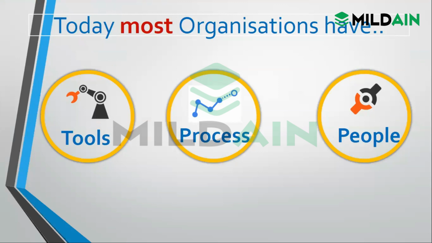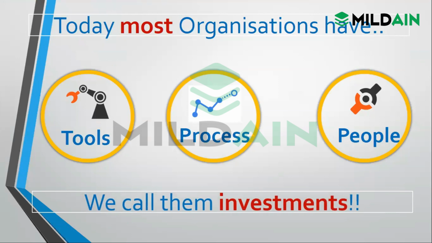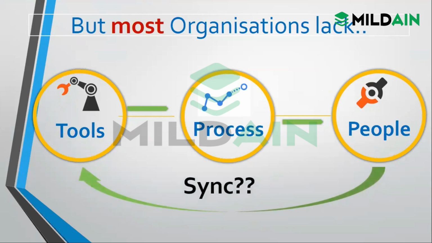Today, if we see, most organizations have tools, processes, and people. So what is lacking? These tools, processes, and people are called investments, but the organization lacks synchronization between tools, process, and people. So this is where DevOps comes in. It is a complete synchronization, where everything is in collaboration.